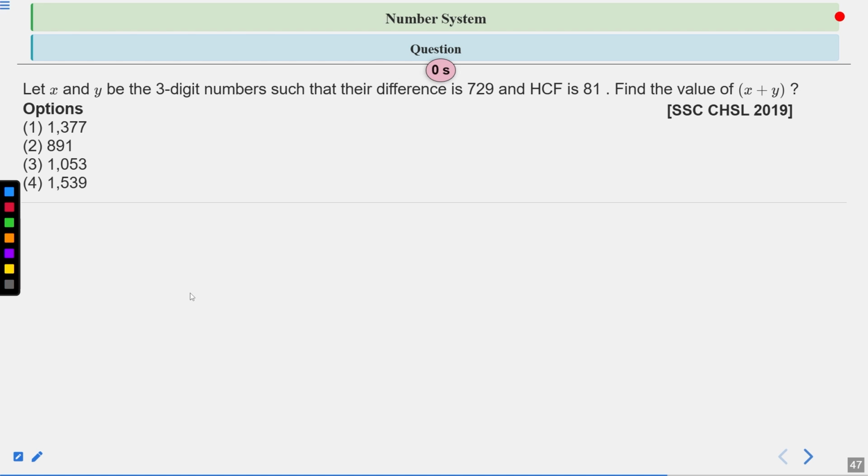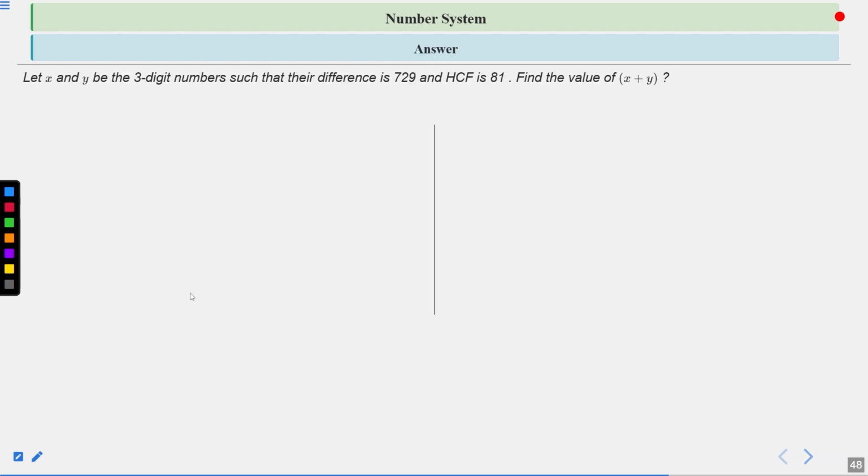Now time's up. Let's see the solution of this question. The question says that x and y are 3-digit numbers such that their difference is 729 and their HCF is 81. We need to calculate the value of x and y. So we just make the equation and we get the values of x and y. The correct answer of this question is the third option, which is 1053.